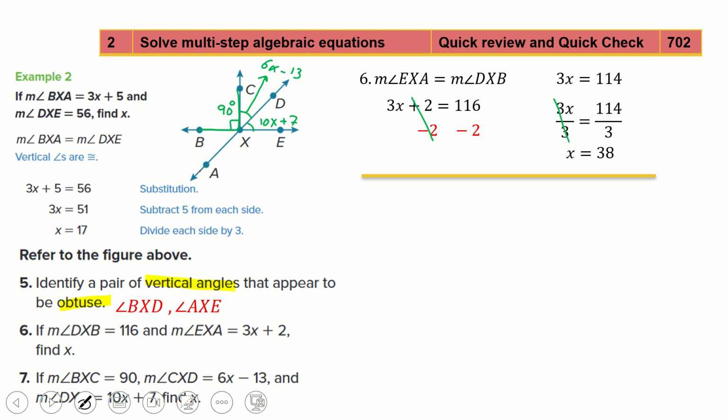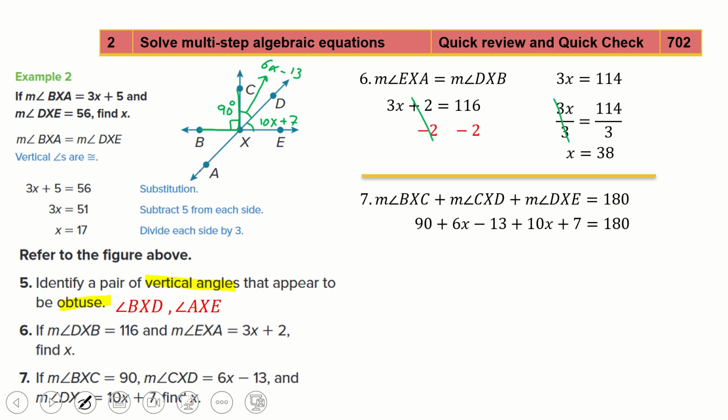These three angles will form a straight angle which measures 180. So the three of them add up to 180. Add them up. 90 plus 6x minus 13 plus 10x plus 7 equals 180. 6x and 10x is 16x, and 90 minus 13 plus 7 is 84. Subtract 84 from both sides. 16x equals 96. Divide both sides by 16. You will end up having x equals 6.